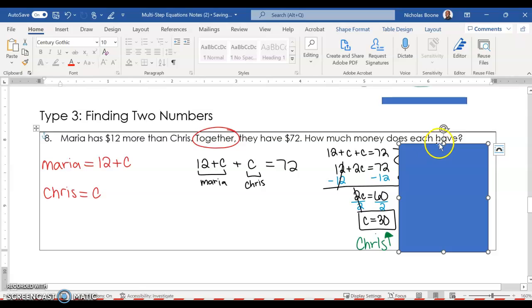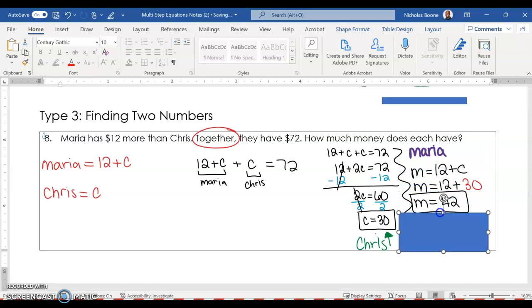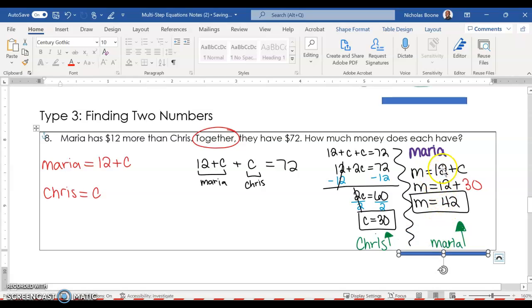And so to find Maria's amount, all you have to do is take the 30 for Chris and substitute it into the equation for Maria. So notice what I have here. In this case, I had Maria is equal to 12 plus C. Instead of C, I'm going to plug in 30 because that's what we found. And then when I add those two together, I get Maria has $42. And if you wanted to check your work, you could do 42 plus 30 and see if that gives you 72. In this case, it does.